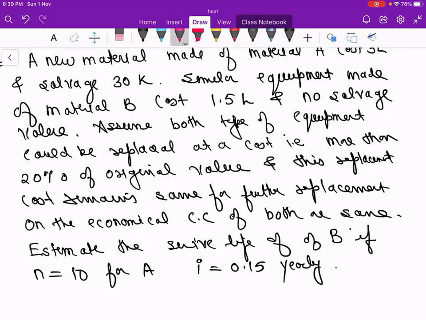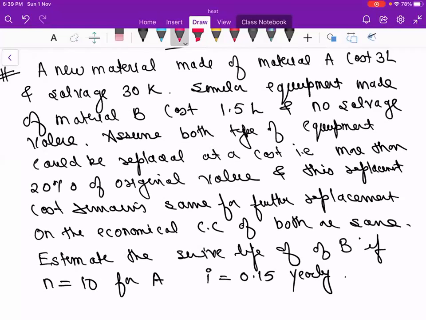Okay, so what is the question? A new equipment made of material A costs 3 lakh and salvage value 30K. Similar equipment made of material B costs 1.5 lakh and no salvage value. Assume both types of equipment could be replaced at a cost that is more than 20% of original value, and this replacement cost remains the same for further replacement. On the economical basis, CC of both are the same. Estimate the service life of B if n equals 10 for A. Okay, roll number 222005, correct answer.